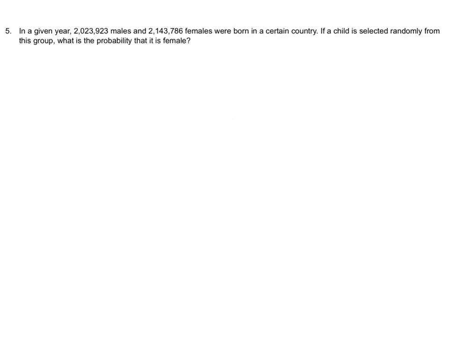Probability Part 2. In a given year, 2,023,923 males and 2,143,786 females were born in a certain country. If a child is selected randomly from this group, what is the probability that it is female?